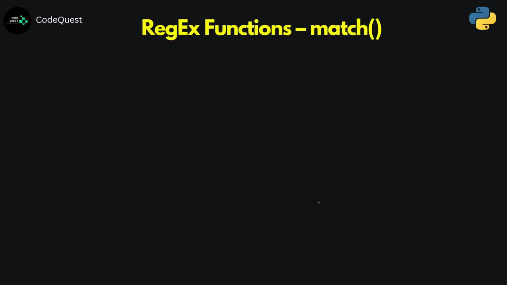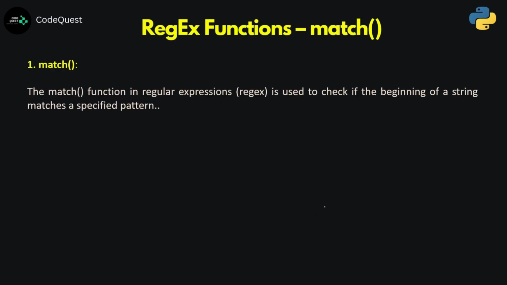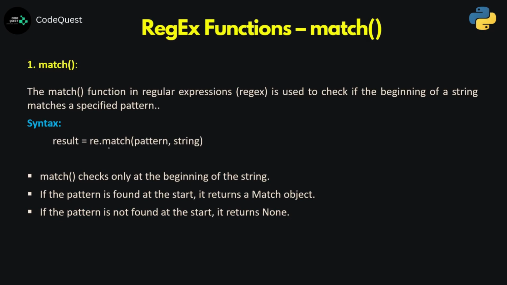Now to start with the match function, as we've already said, it is going to check whether at the beginning of the string the specified pattern is available or not. Now the syntax is we are calling this match function. First argument is the pattern and this is the string. So this pattern is something which I'm going to search in this particular string. Is it available or not?